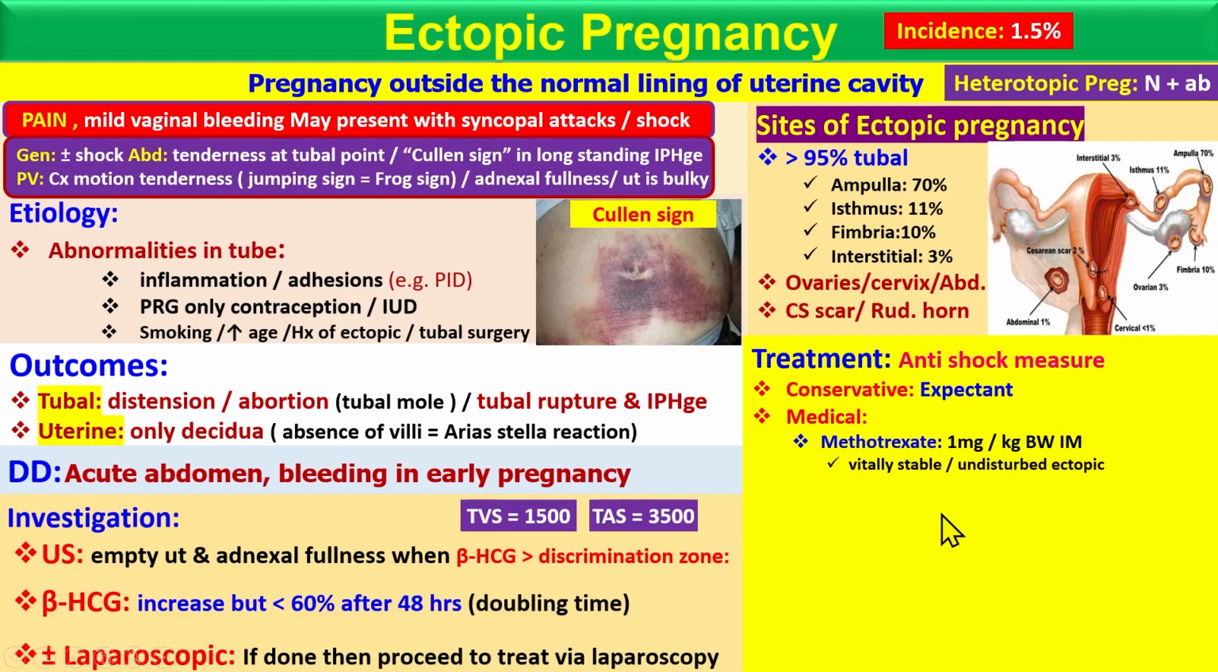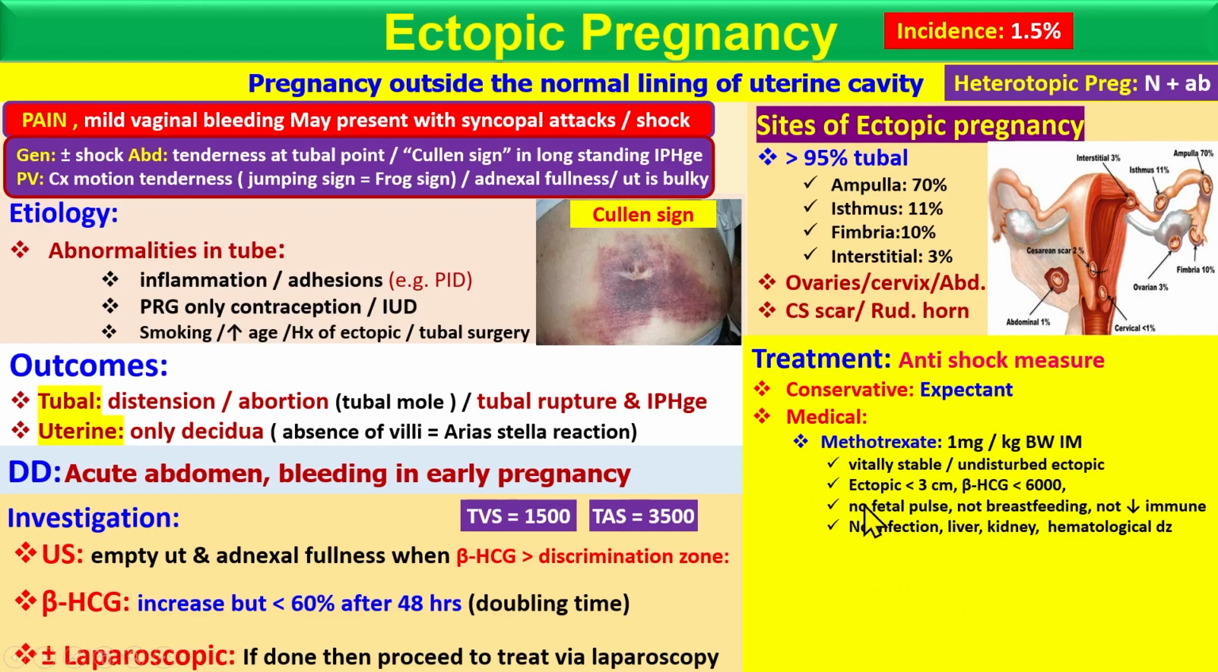The patient should be vitally stable, and the ectopic pregnancy should not be disturbed, meaning it is not ruptured, and the size should be less than 3 centimeters. Beta hCG level should be less than 6,000, there is no fetal pulse, she is not breastfeeding, and she is not immunocompromised. There should be no sign of infection, and no liver, kidney or blood disorder. If these conditions are fulfilled, then you go for methotrexate.